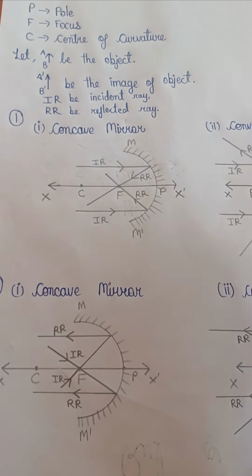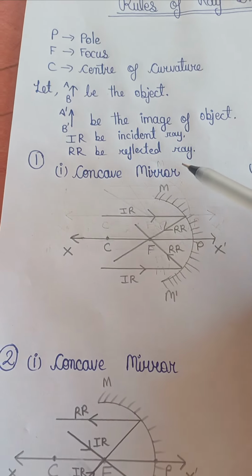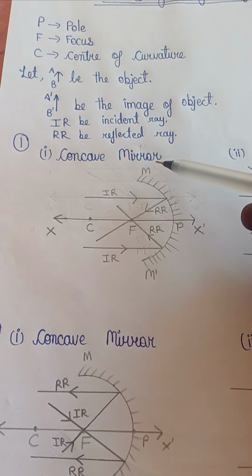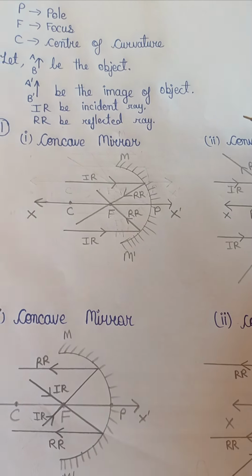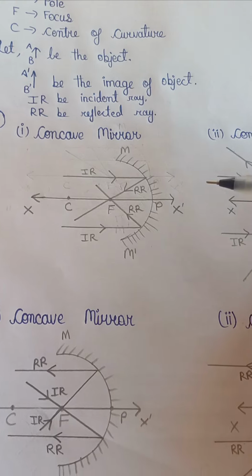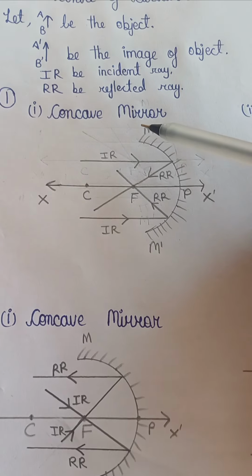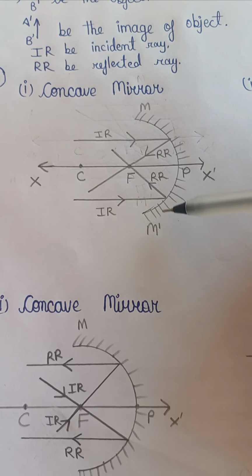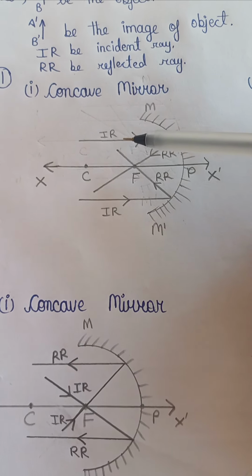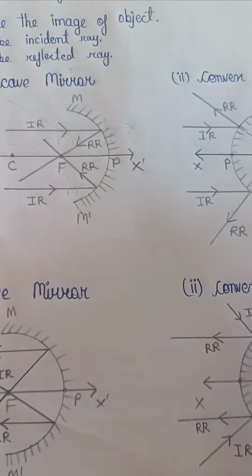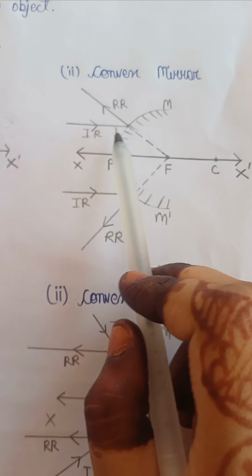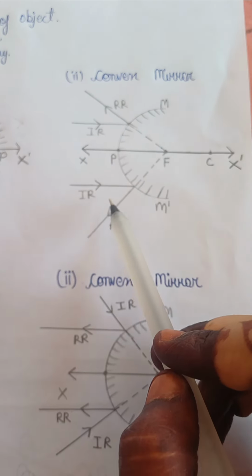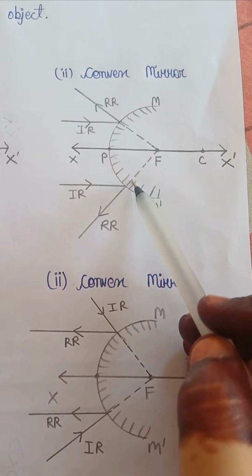Now let's start with the first rule, which says that whenever parallel rays of light strike the mirror, the concave mirror converges them and the convex mirror diverges them, to the focus. So let's start with the concave mirror. As you can see here, the incident rays are parallel to the principal axis, so after striking the concave mirror, the rays are reflected back to the focus. Same case with the convex mirror: after diverging, they will be reflected back, and they will meet at F after joining.